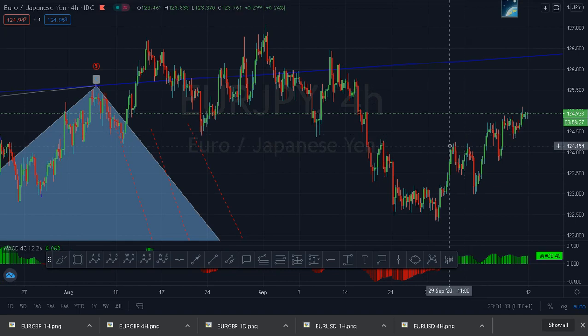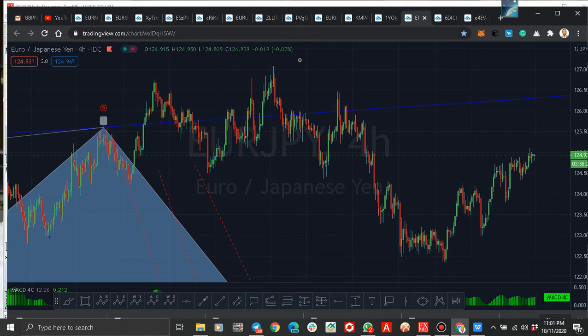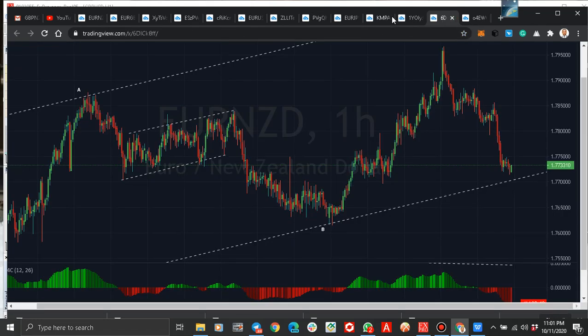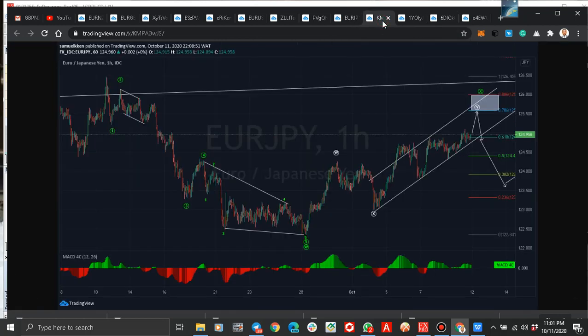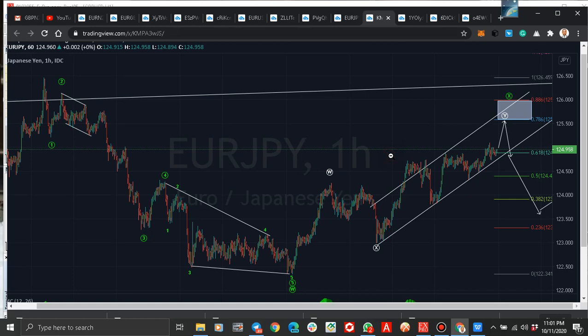The labeling is no more. So let me explain what I want to explain. So let's forget it. Then the next thing we have is the 1 hour chart of EURJPY.